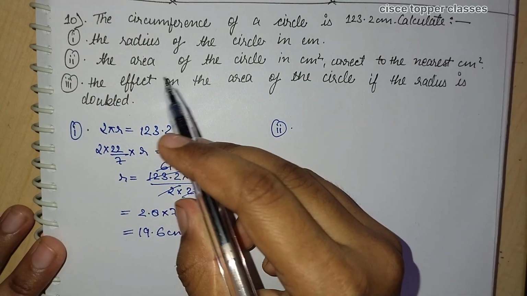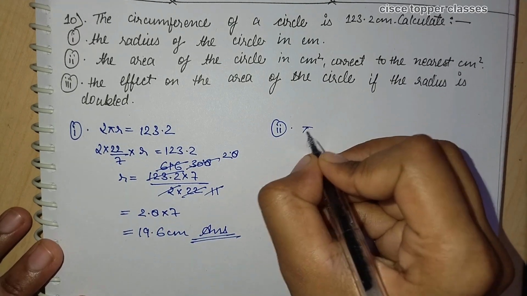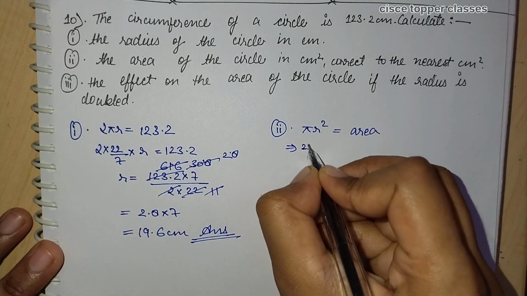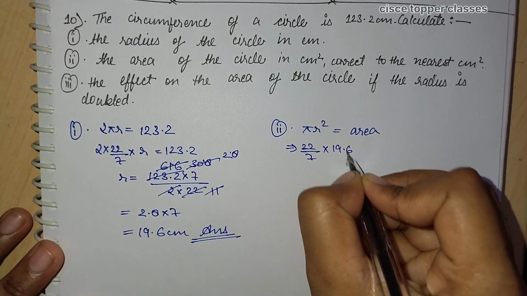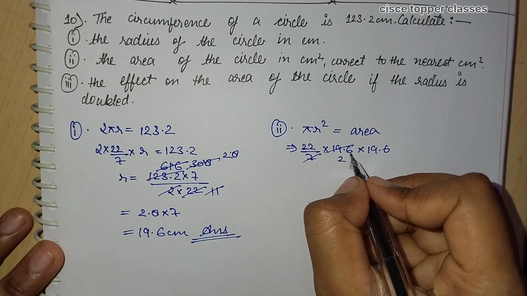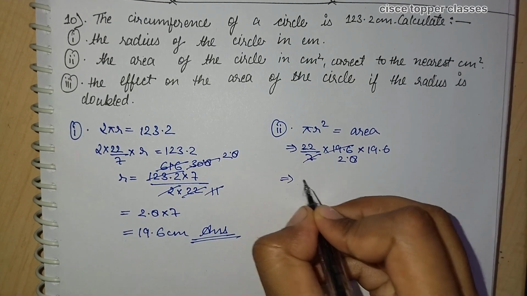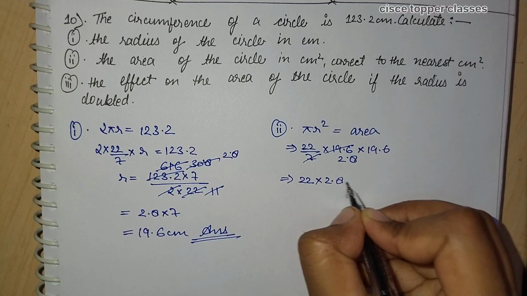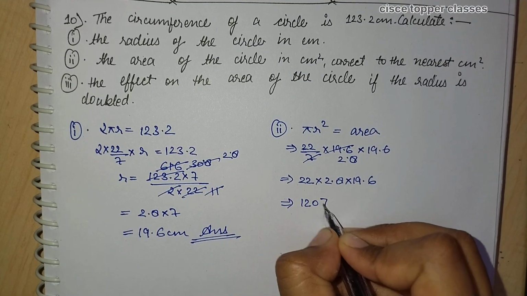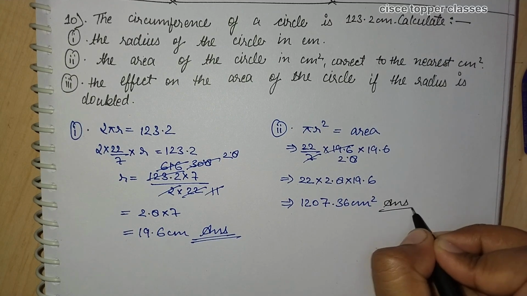Now the second part, we have to find the area of the circle in centimeter square correct to the nearest centimeter square. So pi r square we will use for the area of this circle. So here we can write 22 by 7 into 19.6 into 19.6. This will cancel out, so 56, where this will be 2.8. We'll put the value as 22 into 2.8 into 19.6. So here the final answer will be 1207.36 centimeter square. So this is the final answer in this question.